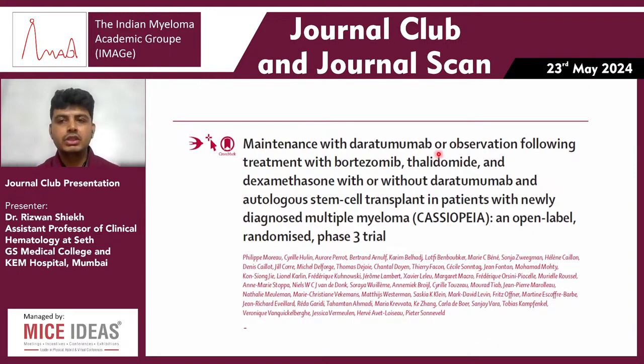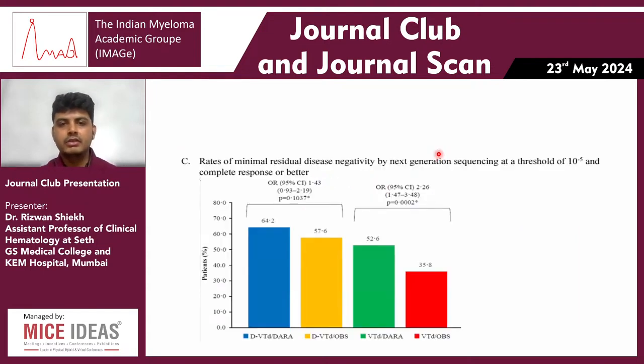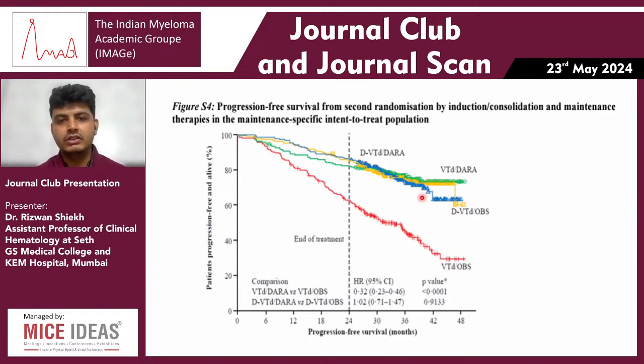Now, what happens when we use a quadruplet induction upfront? We've discussed the triplet induction, and now we'll discuss the quadruplet induction. If you use a quadruplet induction like Dara-VTD, as it was used in the Cassiopeia study, and the patients were kept on observation or on Dara maintenance, and they achieved MRD negativity up to 10 to the power minus 6, which they can achieve whether they were on Dara maintenance or on observation, this is not statistically significant, with a p-value of 0.1037, so the outcome is not statistically different. In the patients on Dara-VTD followed by Dara maintenance and Dara-VTD followed by observation, the hazard ratio was 1.02 with a p-value of 0.91.